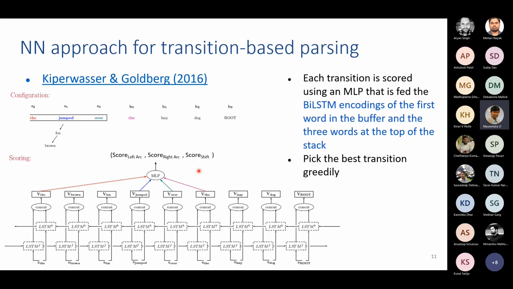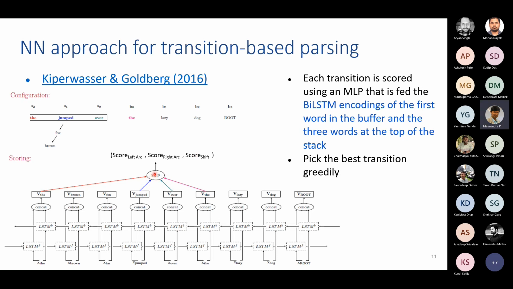So this is one approach that was proposed using deep learning techniques. At each and every point, we are deciding the transition, right? Shift, left, right, or we can also have the label-associated transitions. So each transition is actually scored using an MLP. This is an MLP that predicts the score for left arc, right arc, and shift. This can be probabilities also, and the best action can be picked greedily.